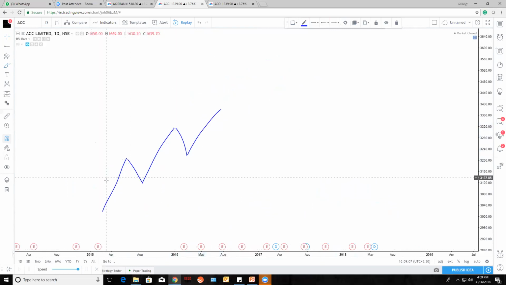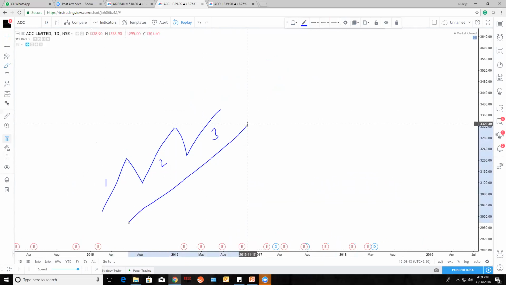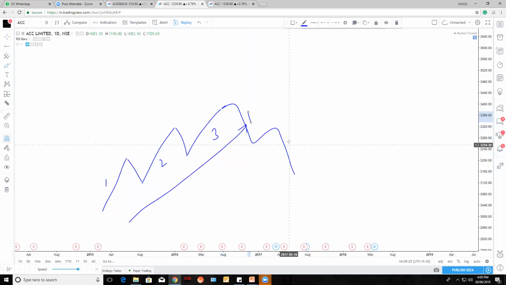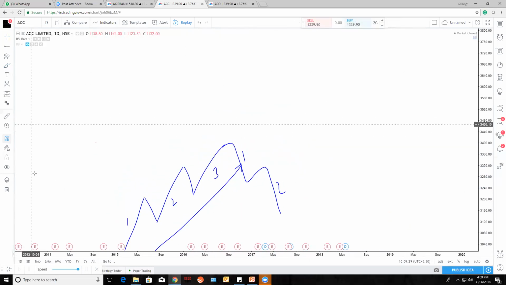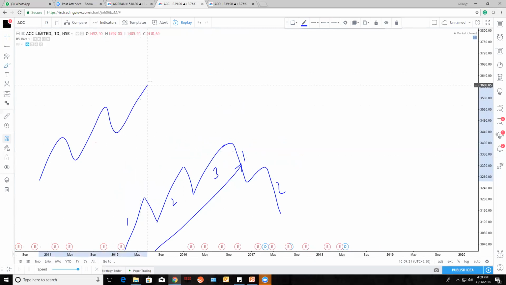So this is a one time in the trend. This is a second time in the trend. So this is the third time in the same trend. The trend here is upside. And after the third point, the price will correct. So he considered this as a 1 and this as a 2. What he said is whenever there is a price movement, it will move 3 times up and 2 times down.